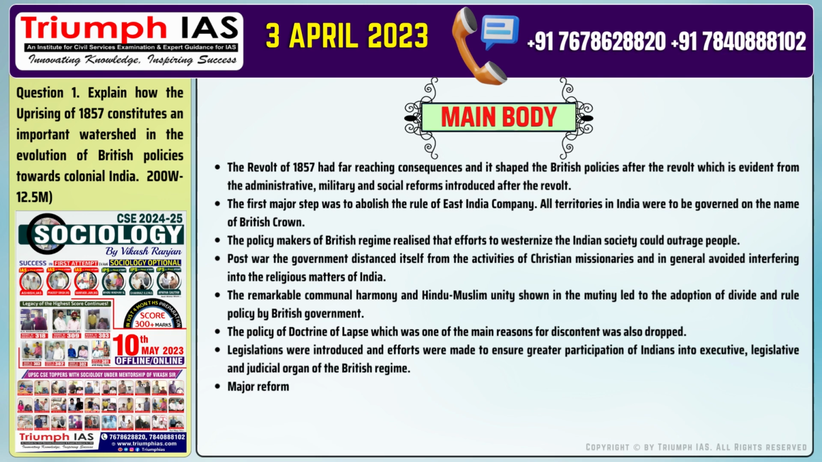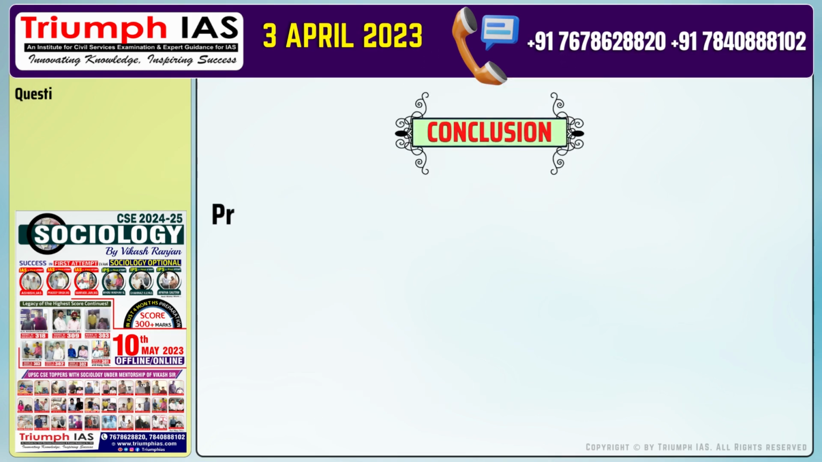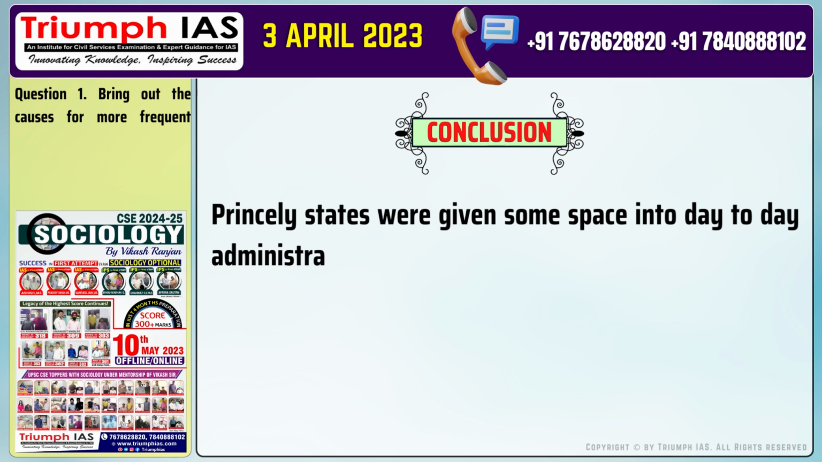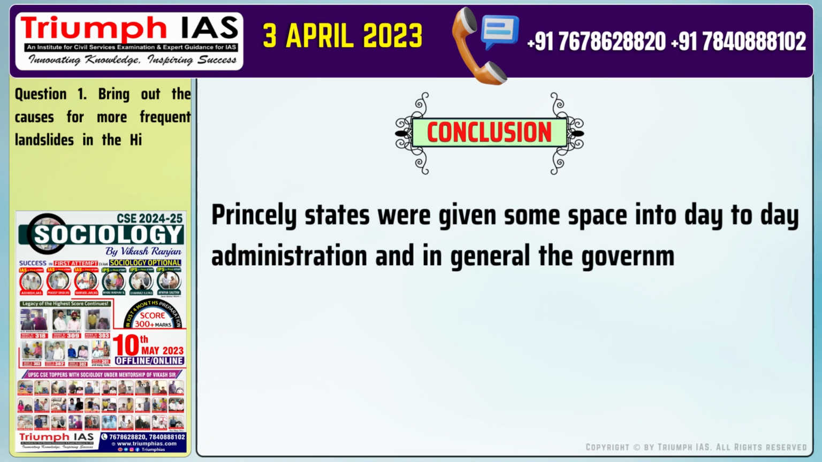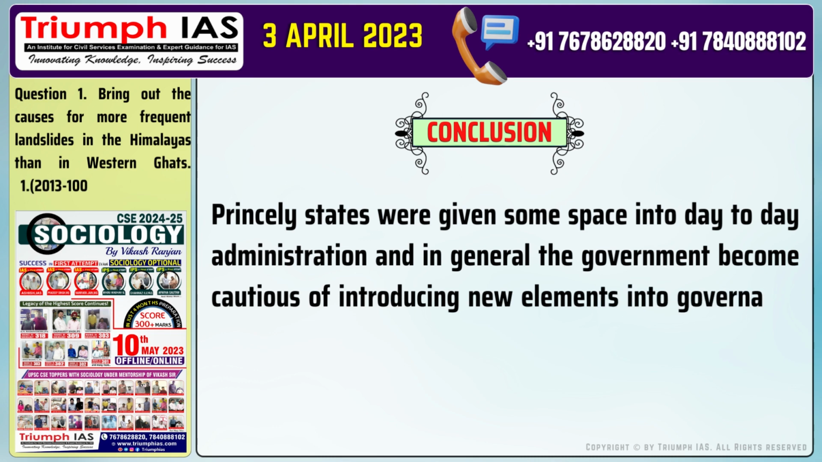Number 8. Major reform was seen in the military, where regiments were categorized on caste lines. Number 9. The concept of martial and non-martial races was brought in. Also, the number of British soldiers as compared to Indian soldiers was increased. Conclusion of the answer is: princely states were given some space in day-to-day administration, and in general the government became cautious of introducing new elements into governance of India.